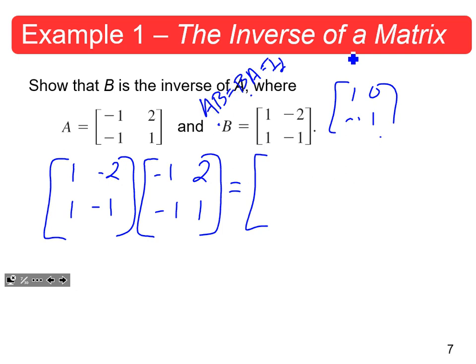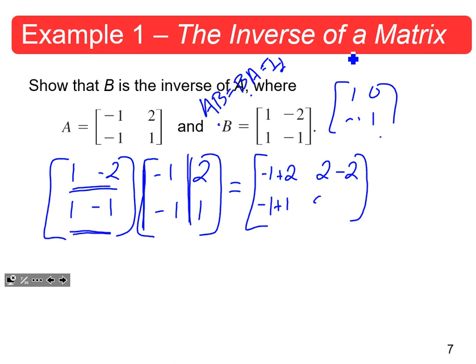So we can go over, down, which would be 1 times -1, which would be -1. -2 times -1 would be +2. And we do it again, over and down. 1 times 2 is? -2 times 1 is? Over, down. 1 times -1 is? -1 times -1. And lastly, over, down. 2 times 1 is? -1.